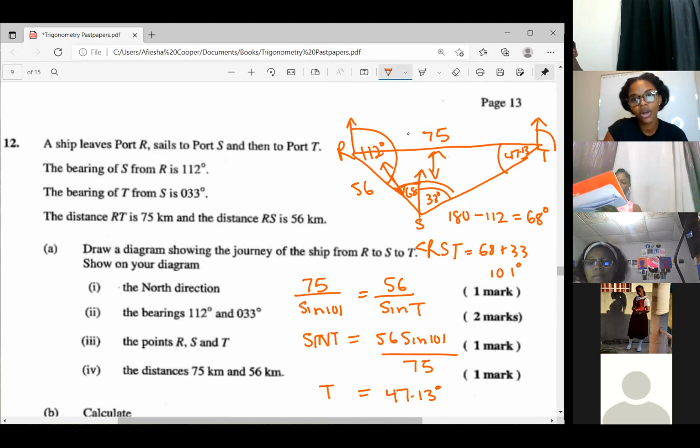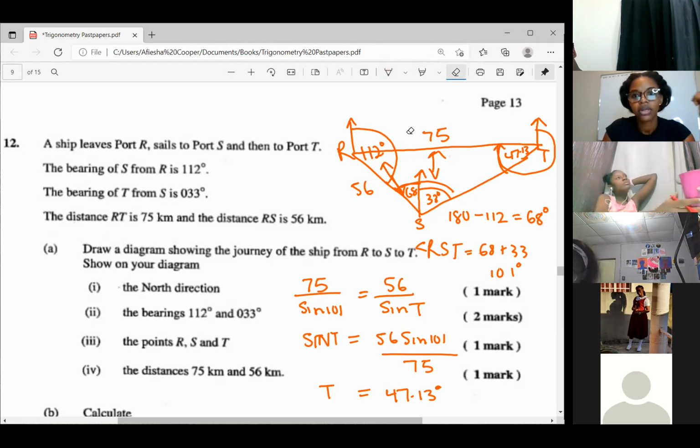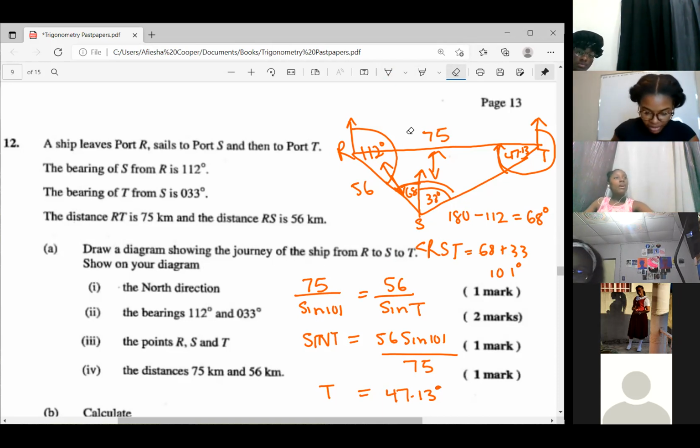So of course we go all the way around R from T. So what do we do? Co-interior angles here and here, right? Hold on. That's not exactly co-interior. So how do we go about finding this? We need to find this top angle there. How much is that top angle? Tell me.